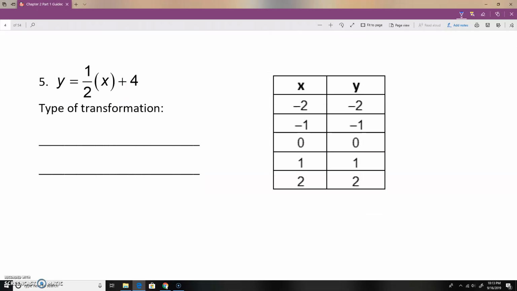Alright, so now let's look at number 5 here. We've got an a value of 1/2, and then we've got a d value of 4. Well, this a value of 1/2 is less than 1, so that is a vertical shrink of a half. And then that d value there, the plus 4, remember d goes up and down. So it's going to be a shift up, because it is positive, of 4.